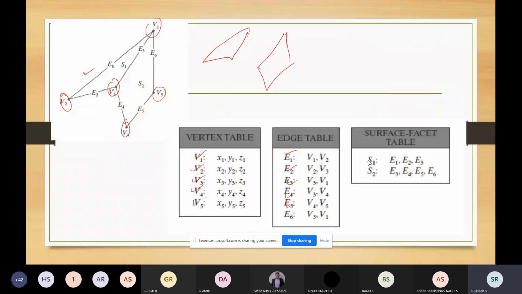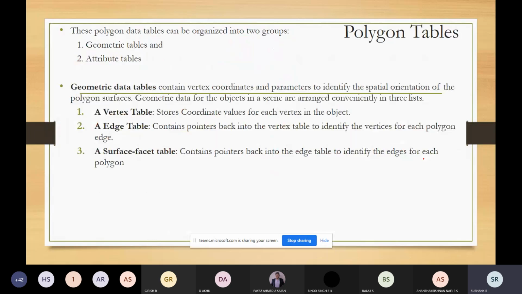See here, the vertices are identified by x1, y1, z1. The edge table contains pointers for these two, because it contains a list of v1, v2. And the surface table contains pointers to the edge table because a surface is a combination of edges. So that is what this polygon table contains.